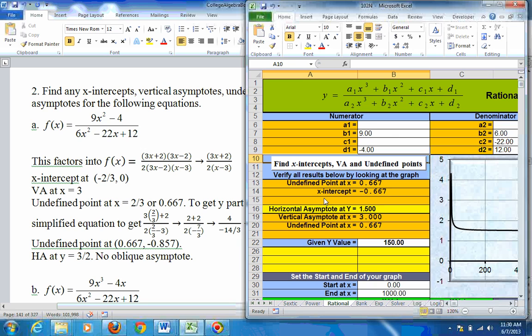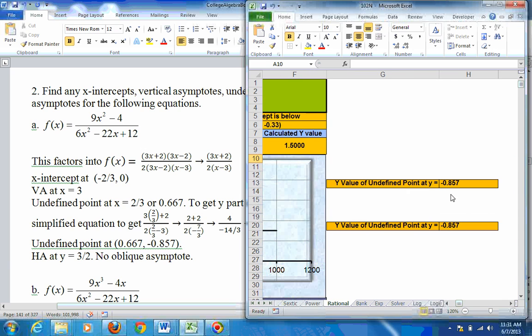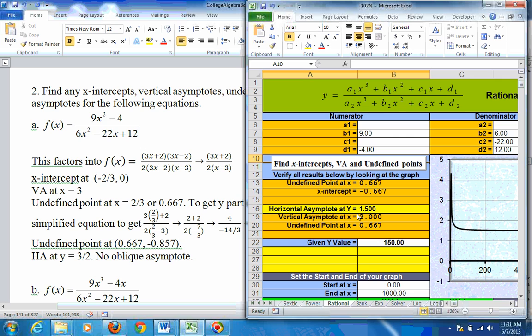So we see that there's an x-intercept at negative 0.667, and there's a vertical asymptote at 3, and there's an undefined point at 0.667, which is the same as 2/3. The x-intercept's at negative 0.667, which is the same as negative 2/3, and then you get the y value of the undefined point on the right here of negative 0.857. And again, here's the horizontal asymptote, and if it has a horizontal asymptote, then it does not have an oblique asymptote, so there's no oblique asymptote.